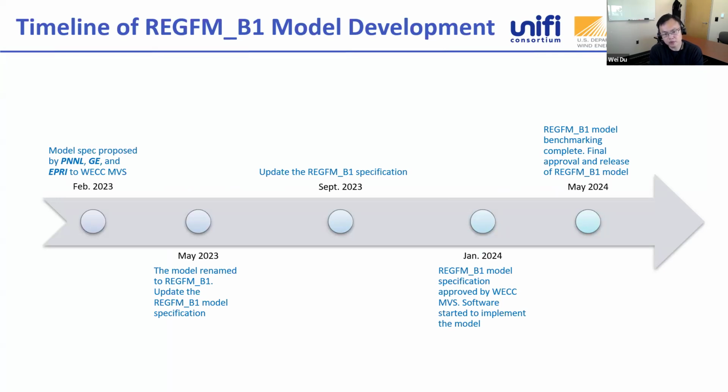Which actually helped expedite approval of the second model. You can see the second model took just 1 year to get approved. This second model was mainly supported by GE, and we also worked with EPRI on the UNIFI consortium to develop this model. It was finally approved and released in the commercial tools in May 2024, actually just this year.